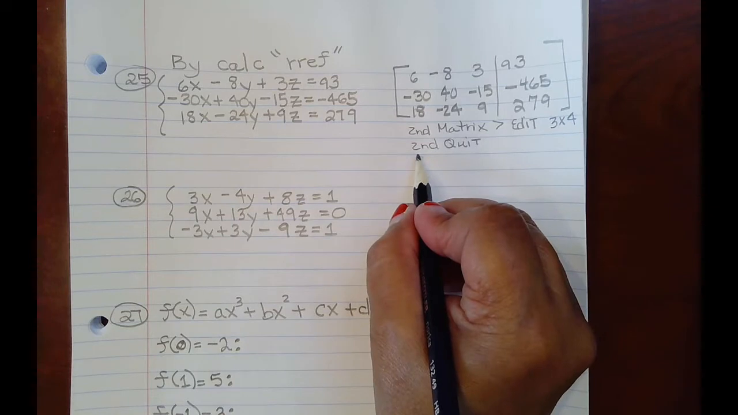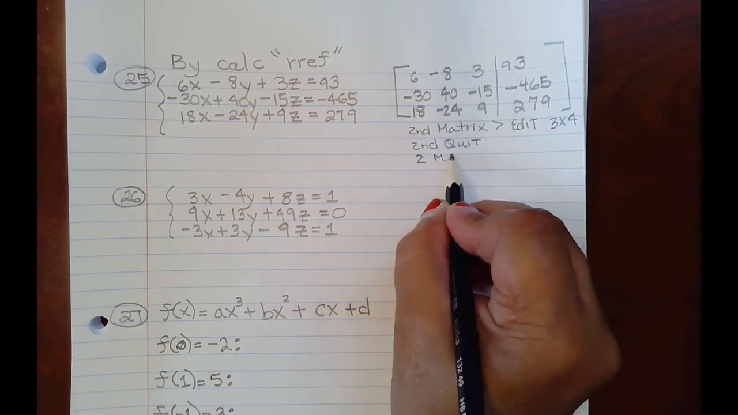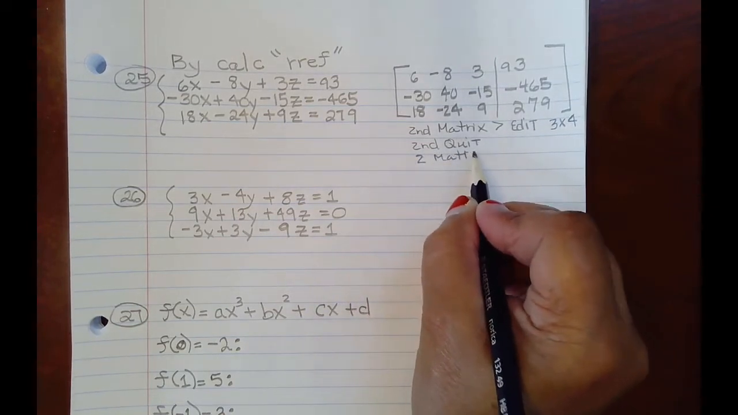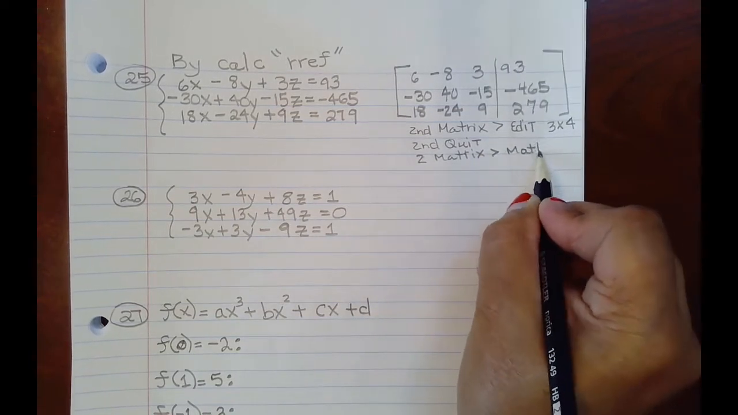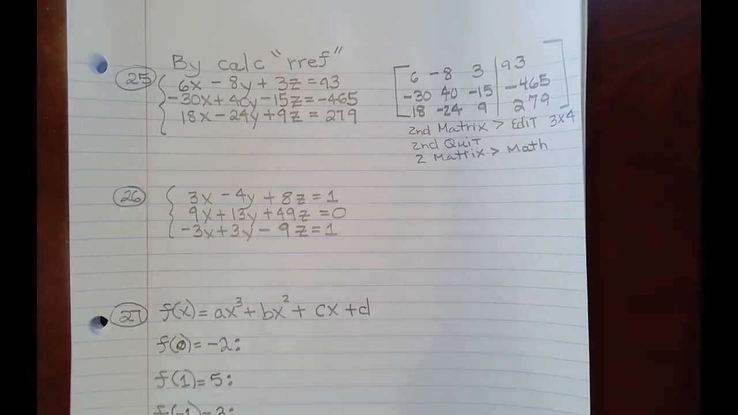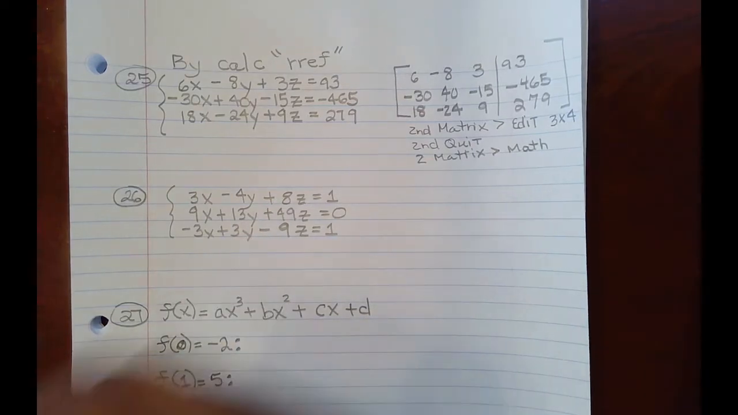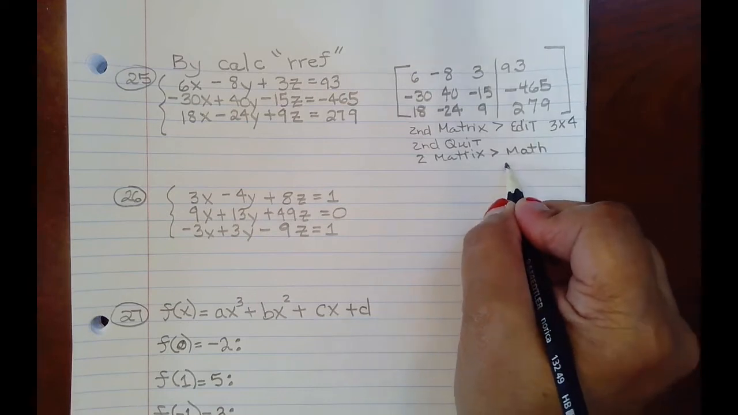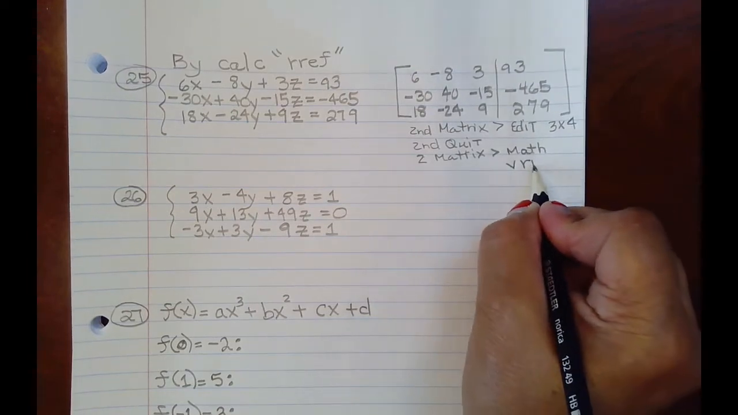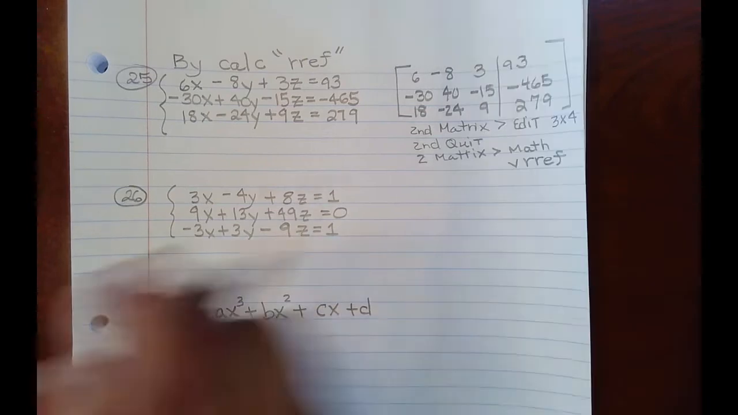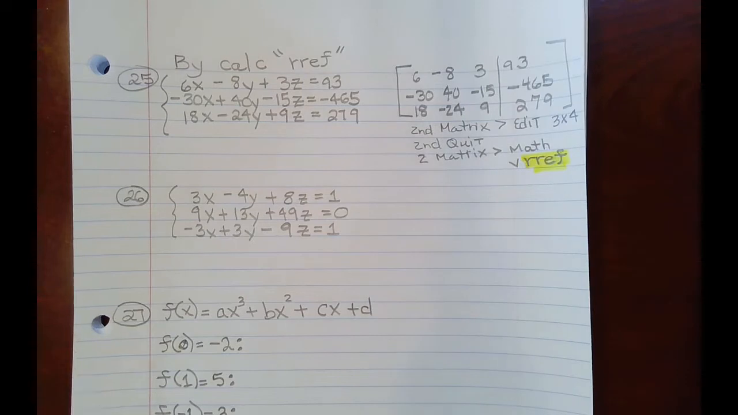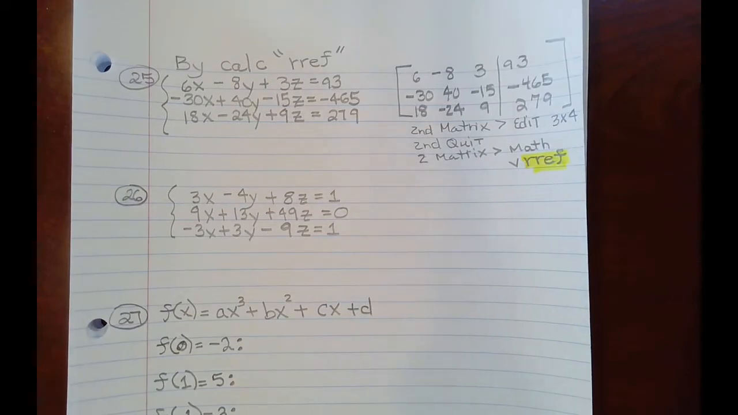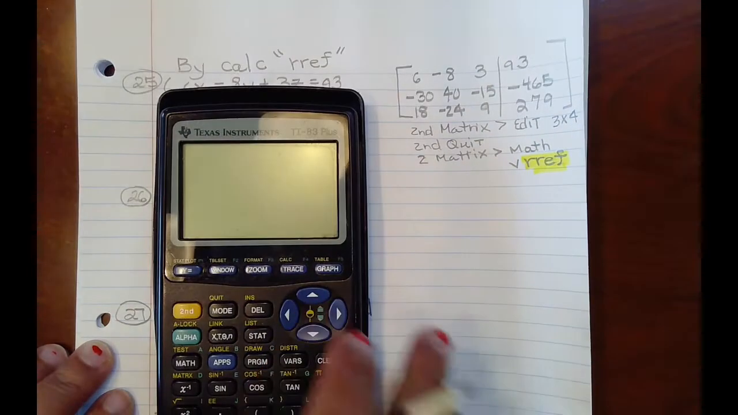Okay, then you're going to go to second matrix again. You're going to go over to math. I'll just write these instructions one time. I'm not going to write it again for 26. You're going to go over to math and then down to reduced row echelon form, because that will take you all the way to the solutions for the system. Okay, that's when you're not showing any of the work. The calculator is doing it all behind the scenes. So here we go.